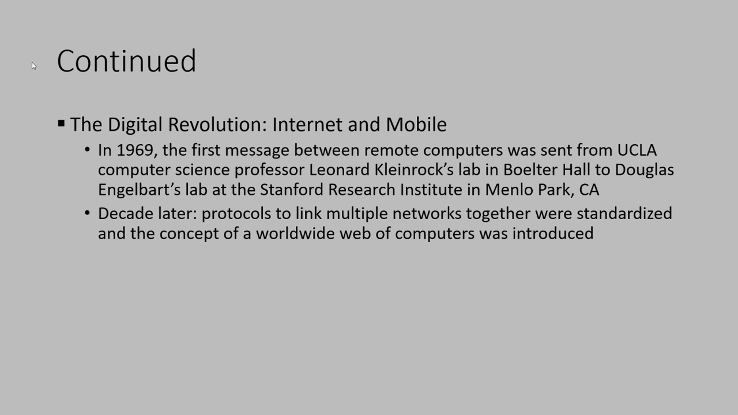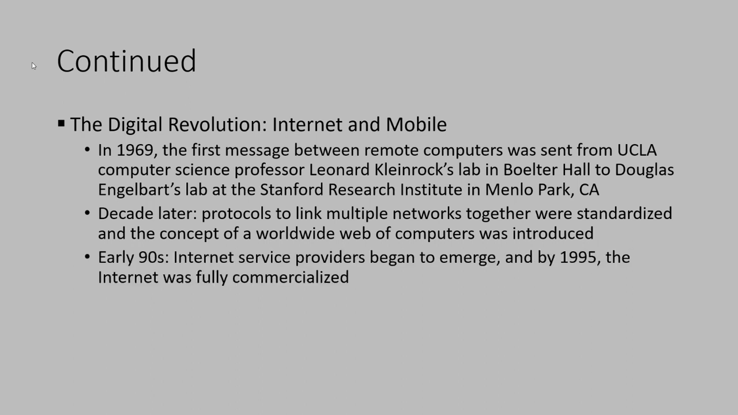A decade later, protocols to link multiple networks together were standardized, and a concept of World Wide Web of computers was introduced. Early 90s, internet service providers began to emerge, and by 1995, the internet was fully commercialized. Yes, that is correct on the date there. What's interesting, too, we say commercialized. This is the internet becomes a private good, or a private good becomes a public good, I should say. Let's phrase it like that. Access would take coordination among government agencies, research scientists, and the business community.